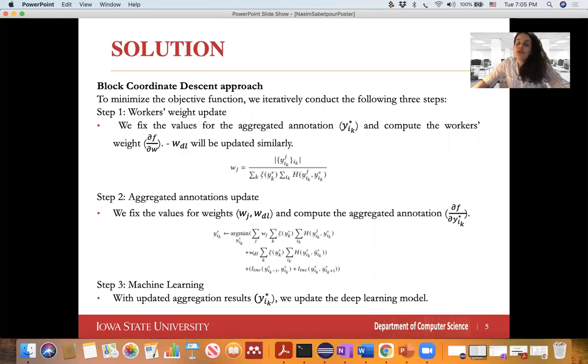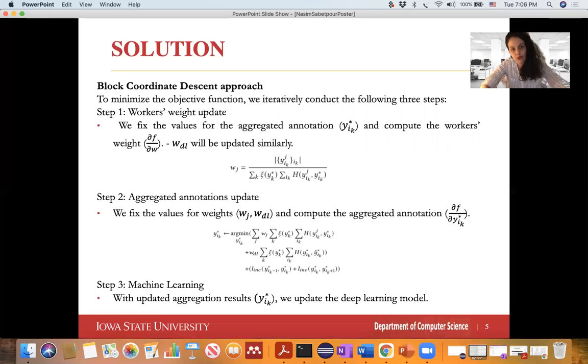In order to solve this problem, we run 3 steps by doing block coordinate descent approach. To minimize the objective function, we iteratively conduct the following 3 steps. The first one is workers' weight update. In order to update the weight of the workers, because we have 2 sets of parameters, we need to first fix the value for the aggregated annotation, which is YIK star, and then compute the workers' weight by computing the derivative of the objective function with respect to the W.